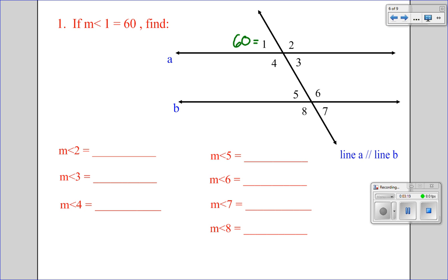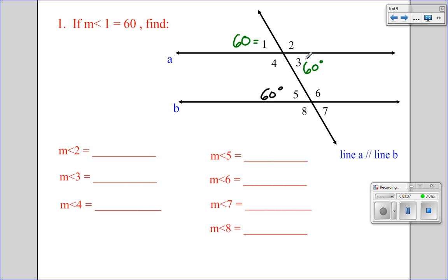So we got angle 1 being 60 degrees. We know that from corresponding angles that not only will angle 1 be 60, but angle 5 will also be 60 degrees. From vertical angles, we know angle 3 will be 60 degrees. You could have also said alternate interior angles 3 and 5.